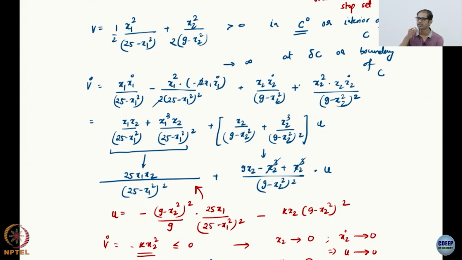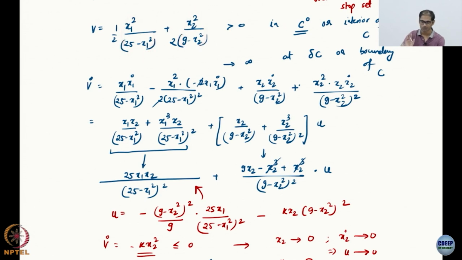Can I write this as 25 minus x1 square divided by this? So this becomes 25 divided by 25 minus x1 squared, minus 1, and similarly for the other one this becomes 9 over 9 minus x2 squared, minus 1. So it is actually some kind of an ellipse only, some funny kind of a, is it still, no, it's not an ellipse.